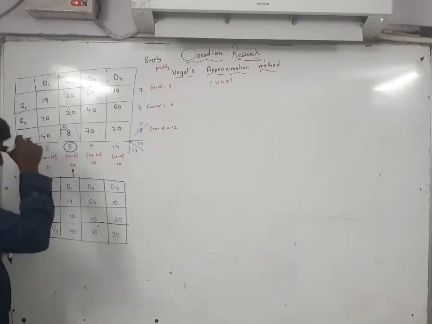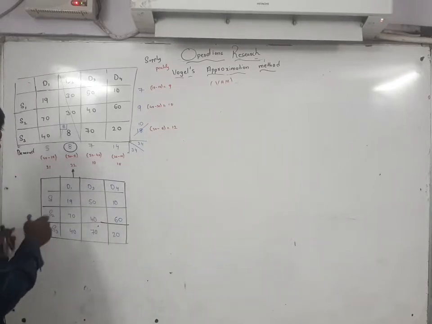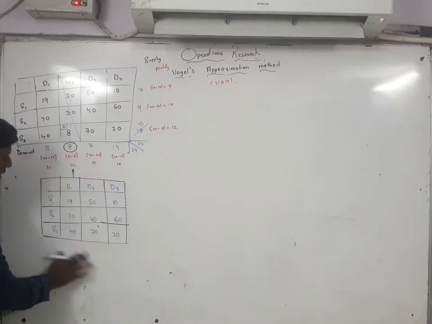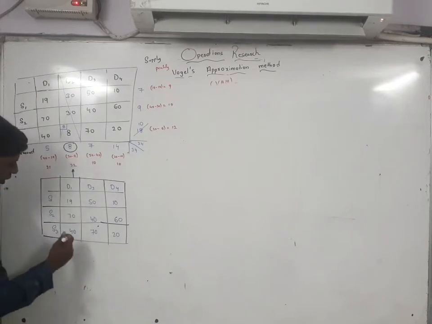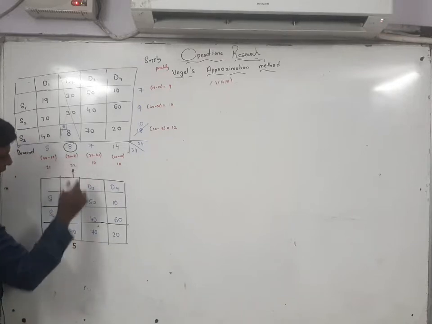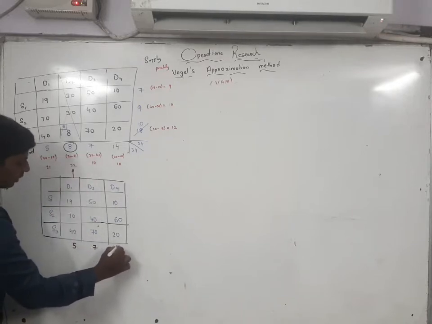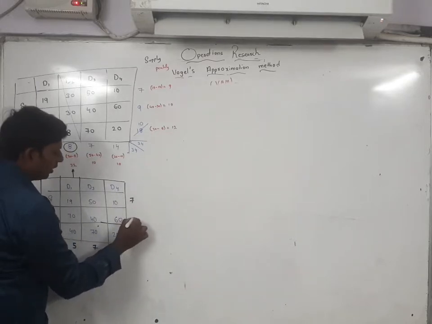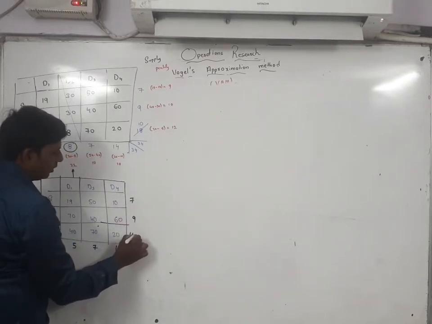Whatever the remaining things are there, you have to write down that one. What is the value here? 5. Next, what is the value here? 5. Remaining values you have to write here. This is the 5. Next one is the 7. Next one is the 14. Next one is the 7. Next one is the 9. Next one is the 10.